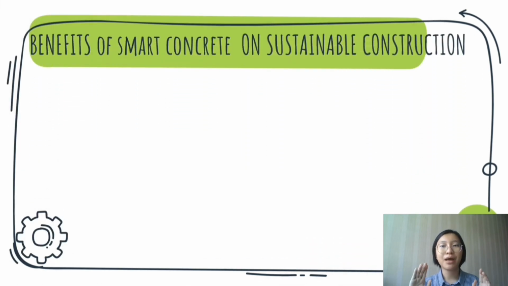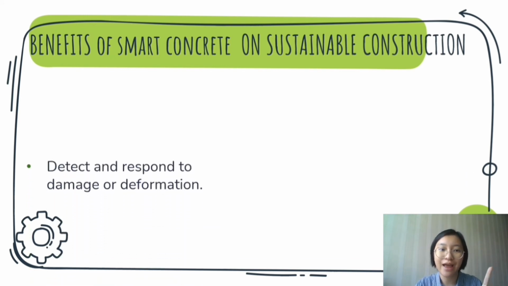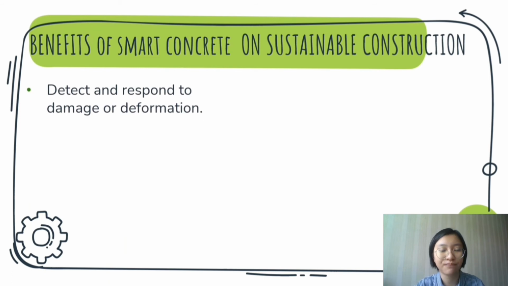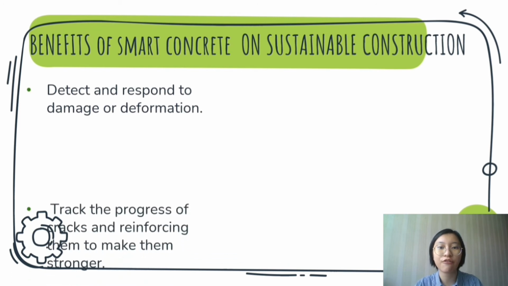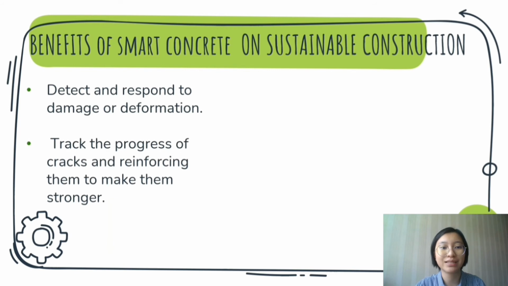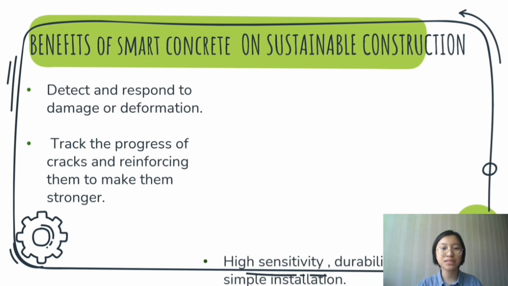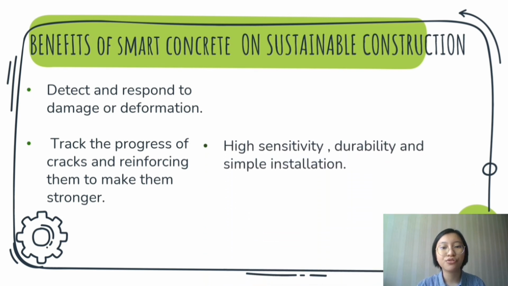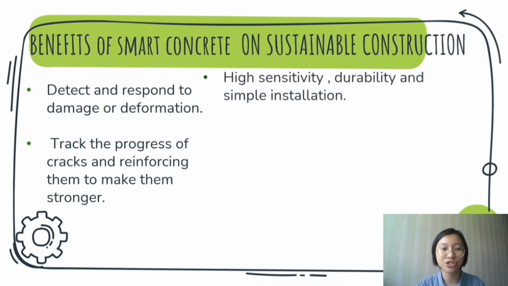So for the benefits of smart concrete on sustainable construction, first, smart concrete can detect and respond to damage and deformations. It also helps to track the progress of cracks and reinforce them to make them stronger. So, with self-sensing concrete, buildings will have a longer service life and minimize the danger of certain structures to human safety. It also has high sensitivity, durability, and simple installation compared to traditional concrete.